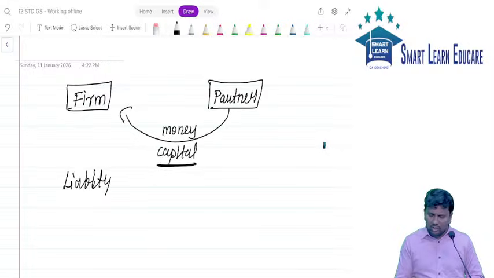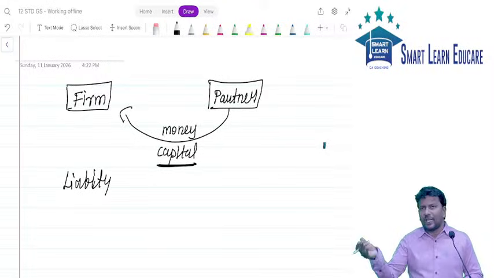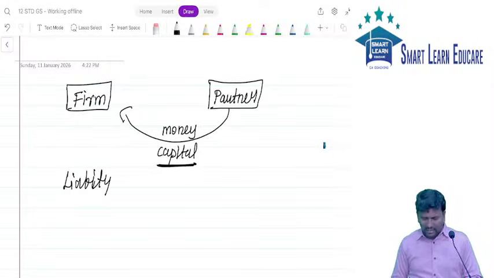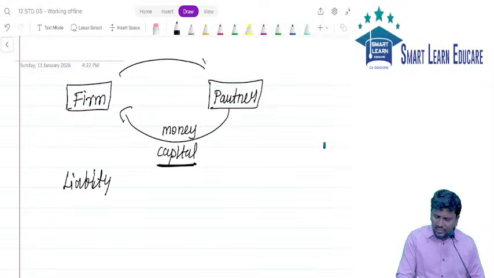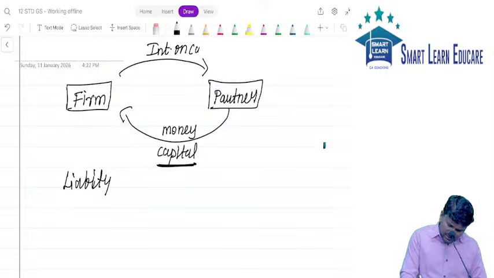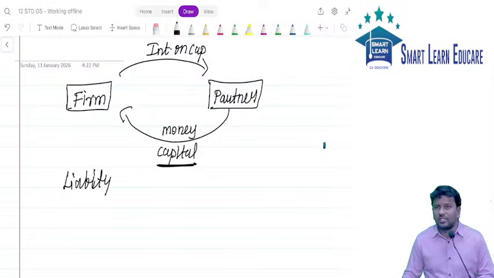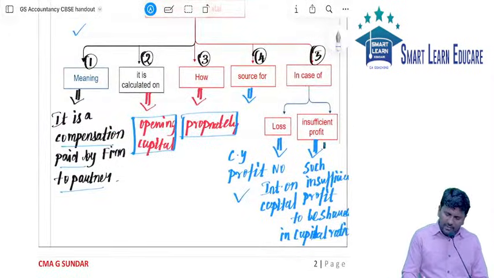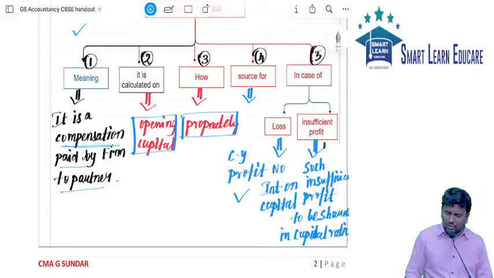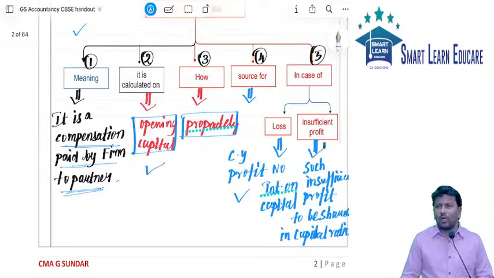Similarly, capital is also a liability. For the capital contributed by the partner, the firm has to pay some interest. Such interest we call interest on capital. So what is interest on capital? Point number 1: it is a compensation paid by the firm to partners. It should be calculated on what?